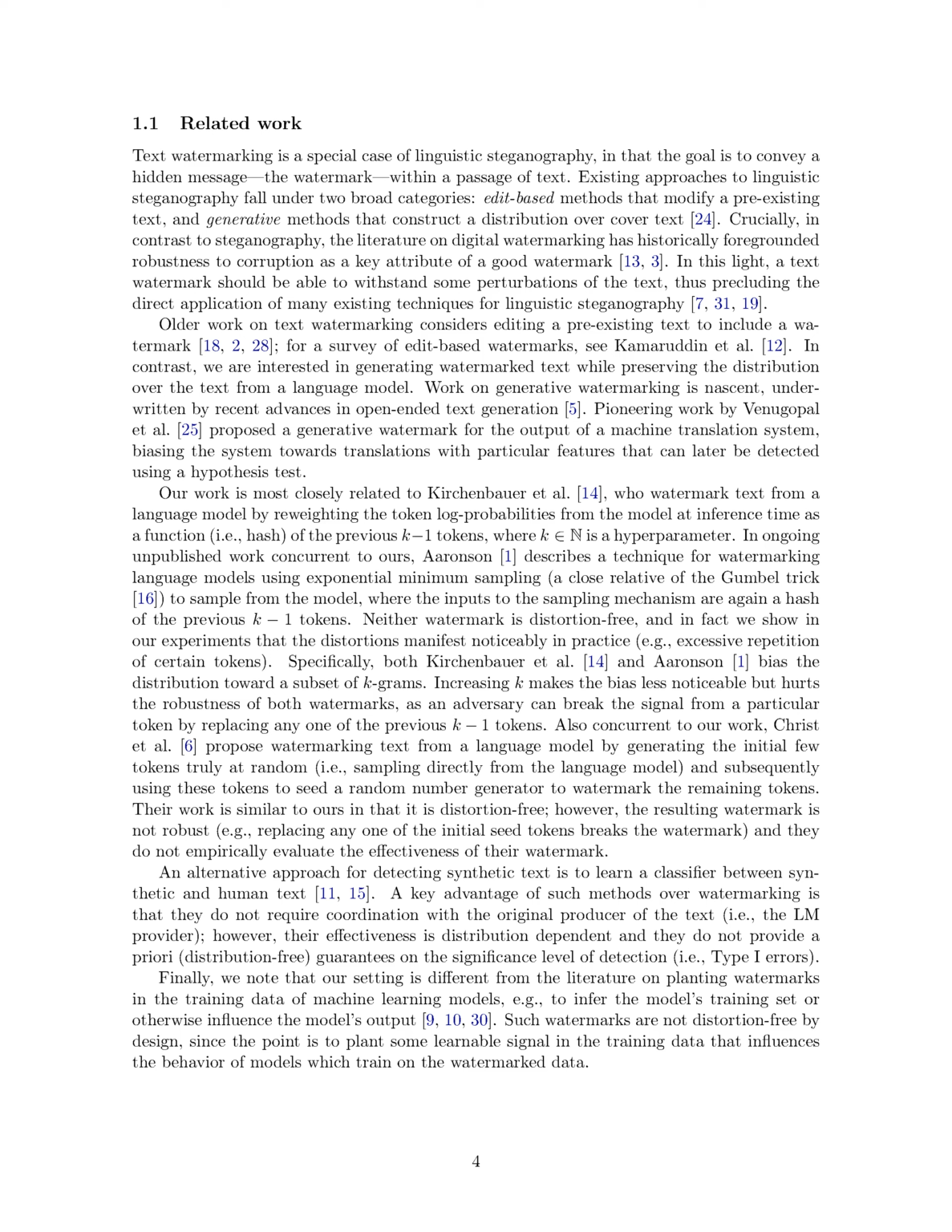An alternative approach for detecting synthetic text is to use a classifier to distinguish between synthetic and human text. These methods have the advantage of not needing coordination with the original text producer, but their effectiveness depends on the distribution and they don't provide a priori guarantees on the significance level of detection.